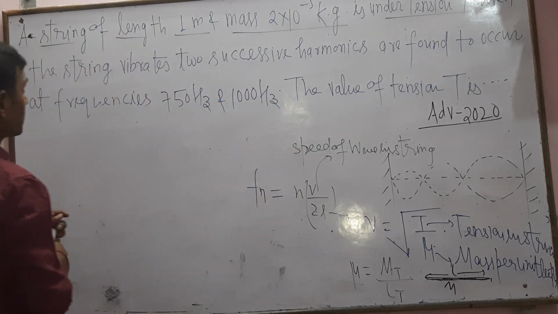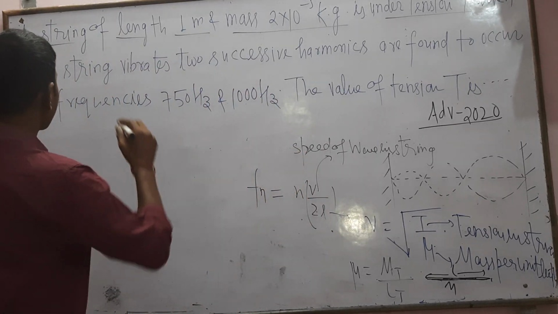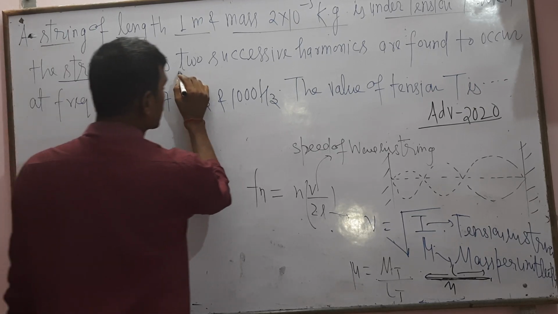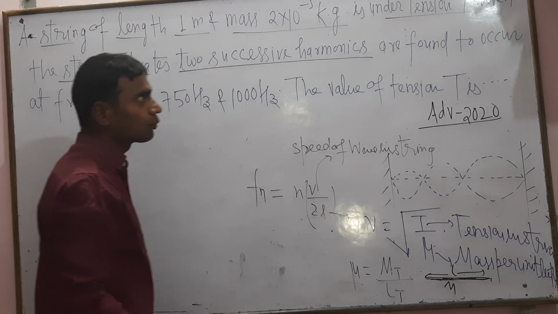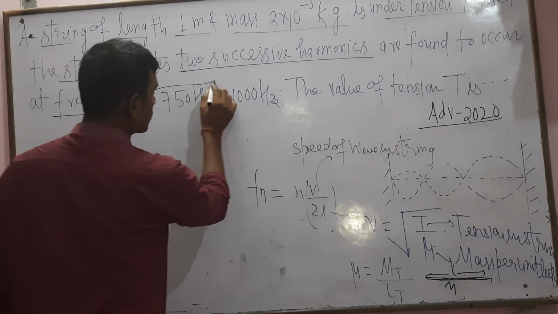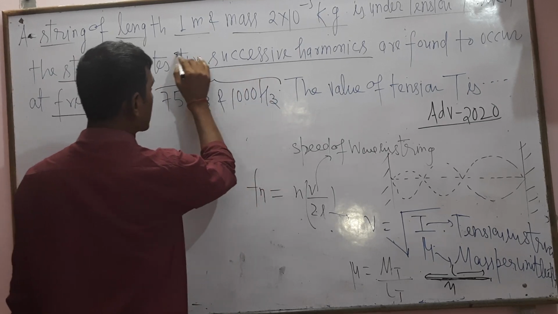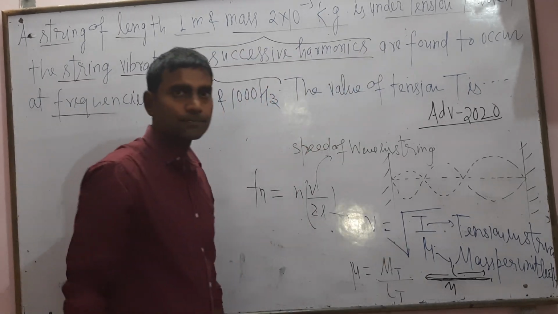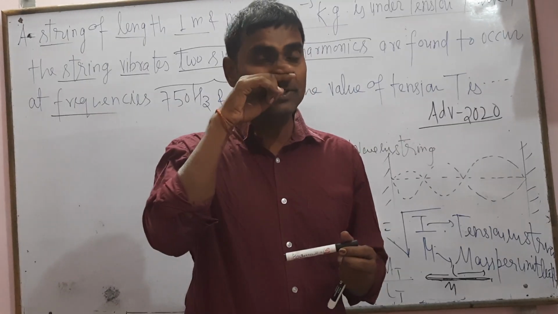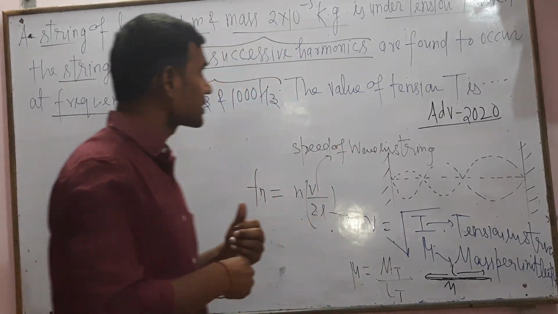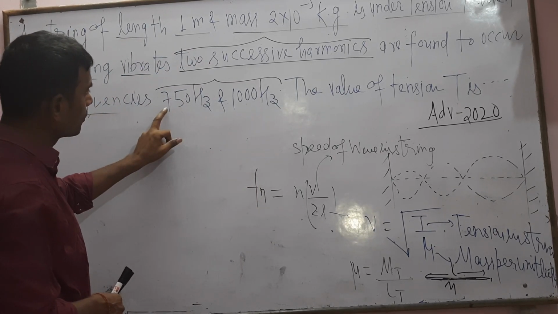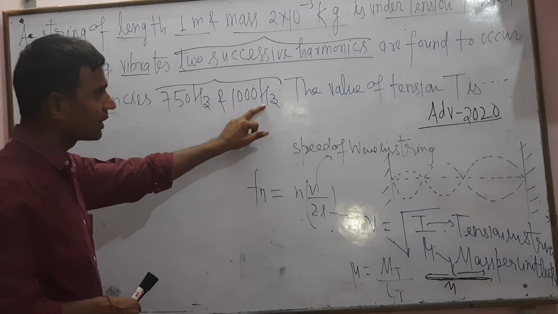In this question the condition is given: when the string vibrates, two successive harmonics are found to occur at frequencies. Two successive harmonics means any two harmonics will be given. These values are 750 and 1000 Hz.